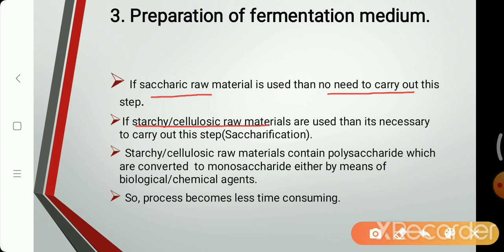As we have seen in Step 2, if our raw material is starchy and cellulosic raw material, it is a polysaccharide containing raw material that is converted into monosaccharides with the biological or any chemical agent. So the process becomes less time consuming.